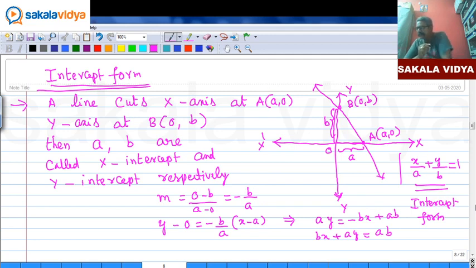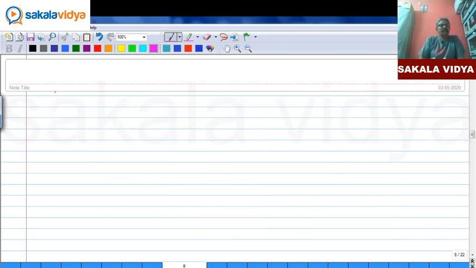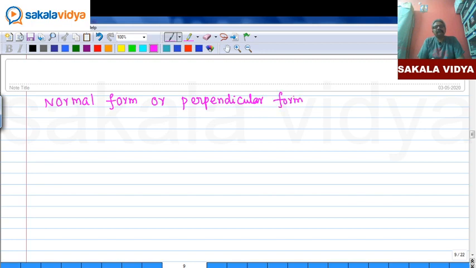So, next one is the normal form, or perpendicular form. Normal form or perpendicular form.